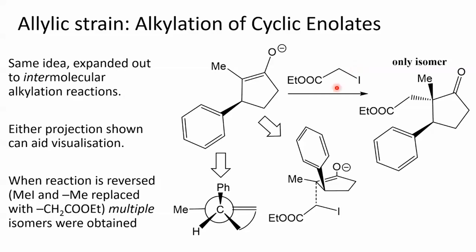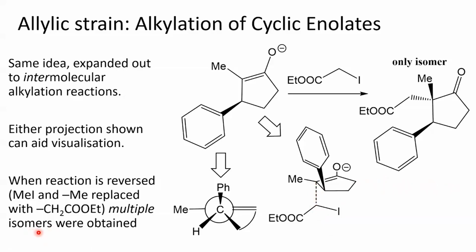To see why that is, we can redraw our starting material in this projection mode, whereby we're looking down this bond here. When we look down that bond, we can see that our phenyl group is going to be angled upwards, and our cyclopentane group will block this approach to the enolate. That gives us this transition state here, and when we're considering the easiest approach for our iodoacetate, it's going to come up from underneath, forming this new bond shown here and giving us our product.